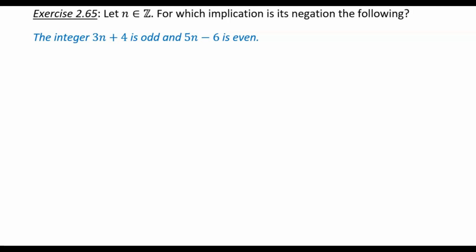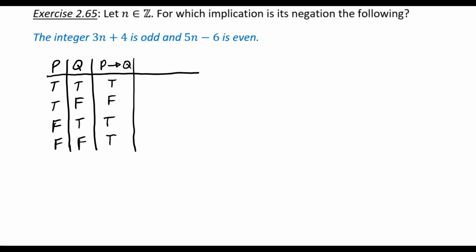The negation of an implication statement P implies Q is P and not Q. Before I do this example, I'm going to show you that this is true using a truth table.